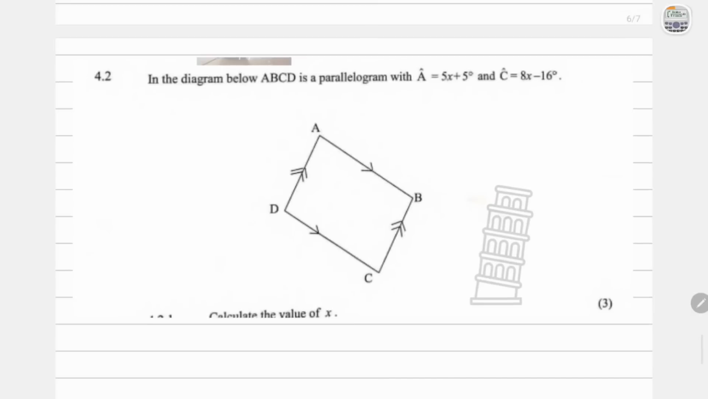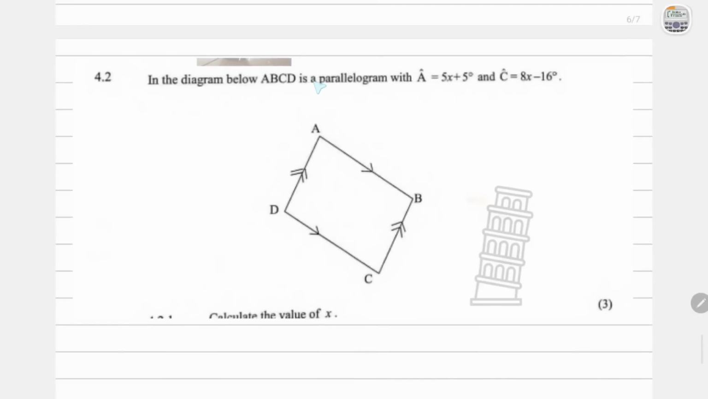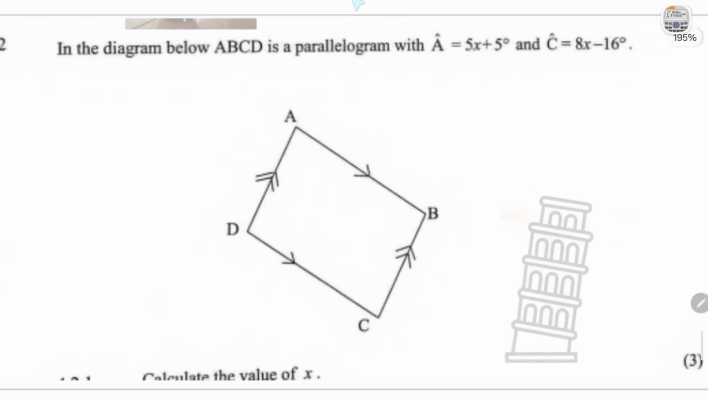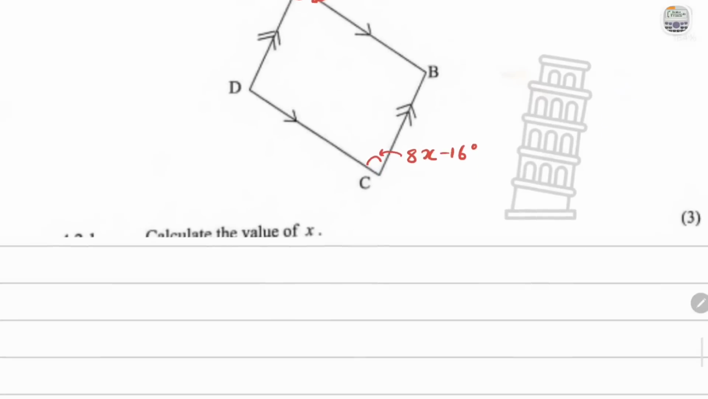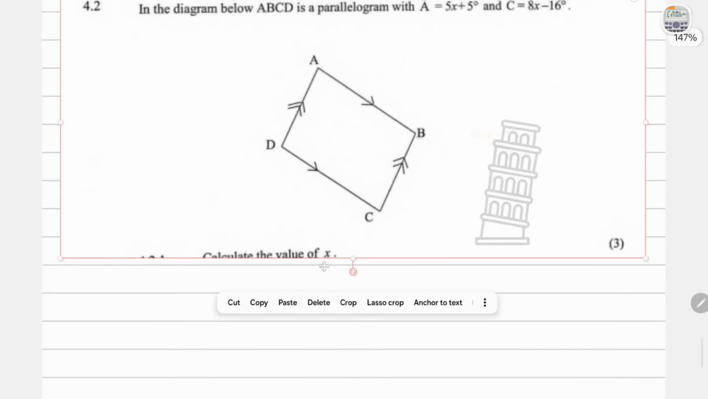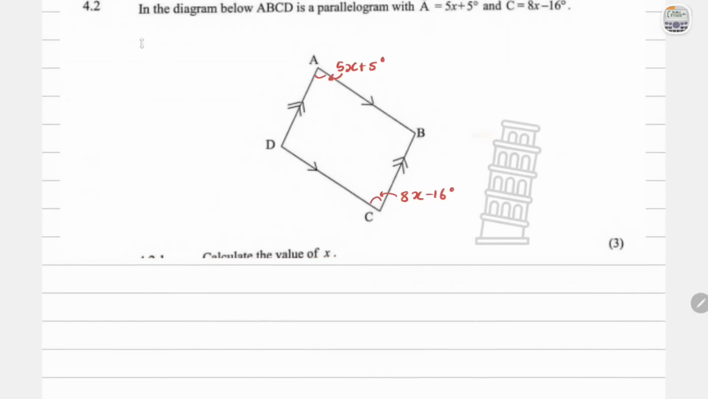Question 4.2 says, in the diagram below, ABCD is a parallelogram, with angle A being equal to 5x plus 5 degrees. So just keep that in mind, and we can write that down. And angle C is equal to 8x minus 16 degrees. The first question is to calculate the value of x. Sorry, it's a bit cropped out there.